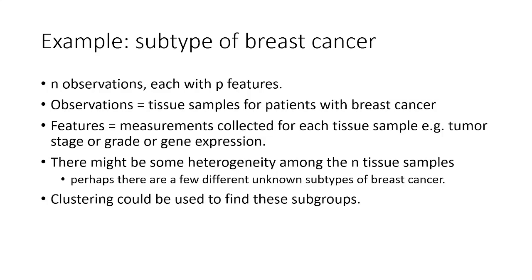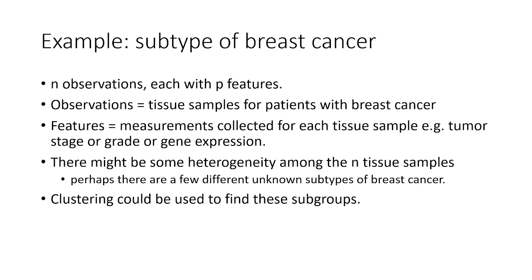So let's take an example where we are looking for a subtype of breast cancer. Let's say we have n observations and p features, where the observations are the tissue samples for patients with breast cancer, and the features are the measurements collected for each tissue sample. We can have a large number of features, so you can have information on the tumor stage, the grade, or the gene expressions.